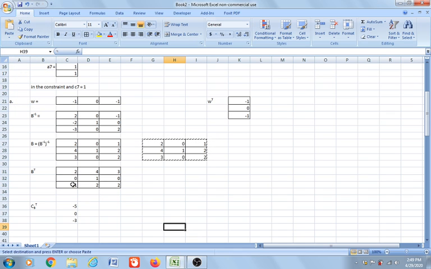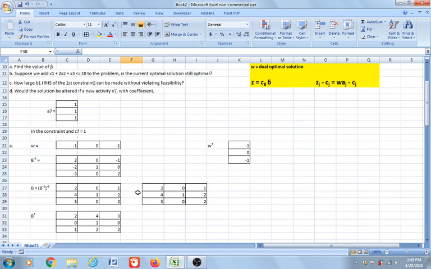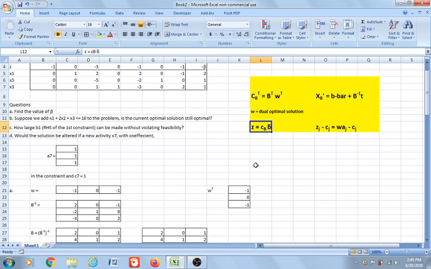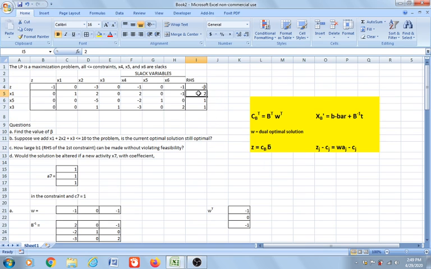Okay, now this is the B transpose, and this is the value of your CB transpose. And then we will find the value of Z by using the second equation. So we have CB transpose, then we can have CB, and we know B bar. Those are the B bar. Okay, since it is a max problem, we will have minus Z equals minus beta. So now we find Z.